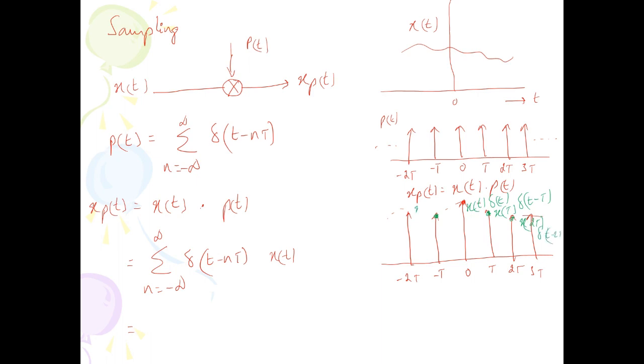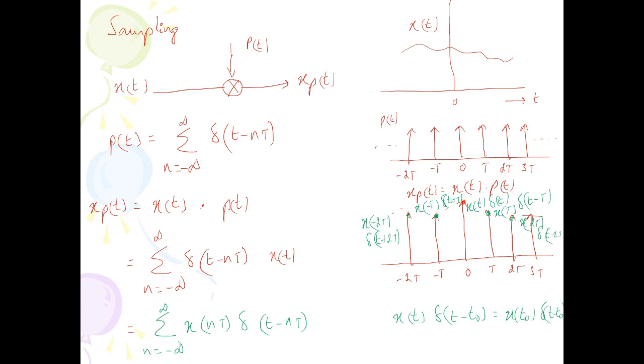Similarly, what is this value? This is x of minus T into delta of t plus T. Similarly, this is x of minus 2T into delta of t plus 2T. So finally, what you will get is x of nT into delta of t minus nT, where n is equal to minus infinity to plus infinity. Whenever you multiply x of t by delta of t minus t naught, what you will get is x of t naught into delta of t minus t naught.